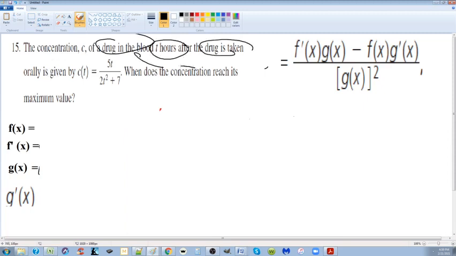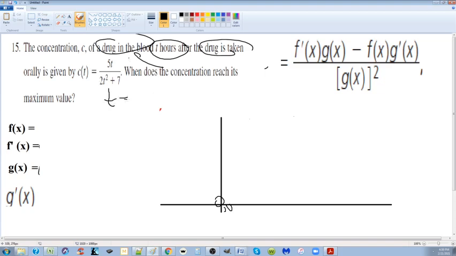Okay. So we have a concentration of blood after t hours if the drug is taken orally is given by this. When does the concentration reach its maximum value? So good point. Let's figure out a couple things about this. First of all, we're only talking about positive time. So when it's 0 time, the whole thing comes out to 0. So we're talking about a 0. And just out of curiosity, when t is equal to 5, I just want to get an idea of what this graph looks like. I get 25 up top, and I get 2 times 25 down, 25 squared.